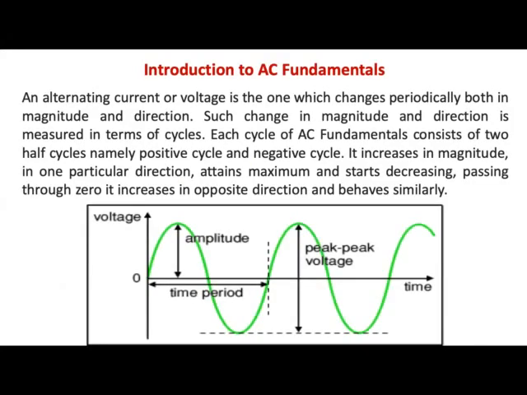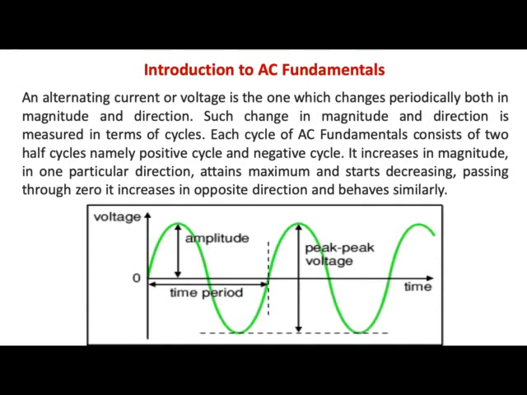An alternating current or voltage, that is our electrical quantities, is one which changes periodically both in magnitude and direction. Such change in magnitude and direction is measured in terms of cycles. That is, from where it starts to where it starts repeating itself, that particular time period is known as one cycle. Each cycle of AC consists of two half cycles, namely the positive and the negative half cycle. The magnitude increases, then comes to zero, again attains the negative maximum, comes to zero, and then repeats itself.